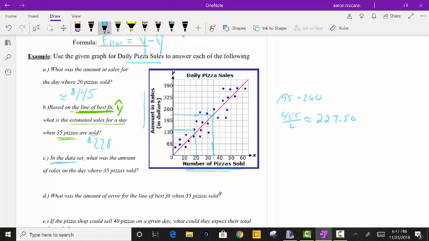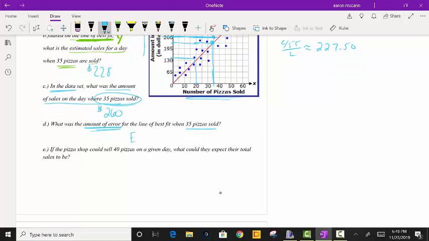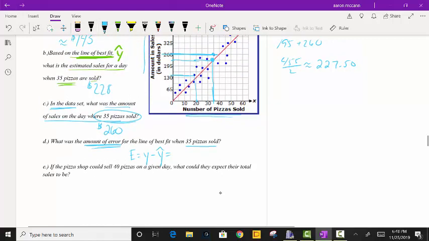And then it says, in the data set, what was the amount of sales on the day where 35 pizzas were sold? So we can see we have this data point up here. Well, it predicted that there would be $228 in sales, but there was actually $260 in sales. So therefore, we can see that our prediction had a certain amount of error. And part D just says, what was the amount of error for the line of best fit when 35 pizzas sold? And that's where this formula comes in. Error is equal to what actually occurred minus what was predicted to occur. And we can see here, what was the amount of sales on the day where 35 pizzas sold?